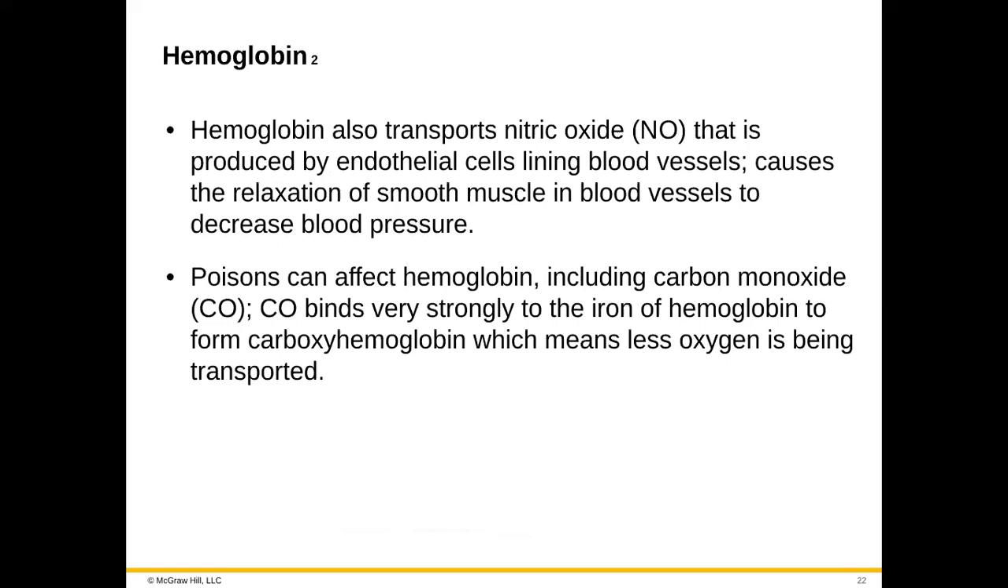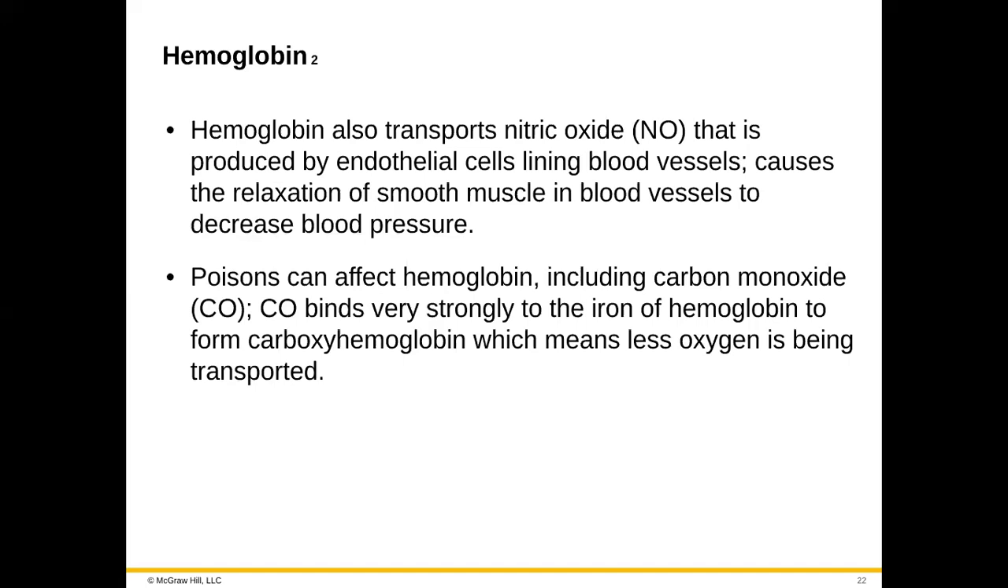So hemoglobin also has the ability to transport nitric oxide produced by the endothelial cells within blood vessel walls, the lining of the blood vessels. And this is going to cause the relaxation of smooth muscle in blood vessels to help decrease blood pressure. Various poisons can affect hemoglobin.